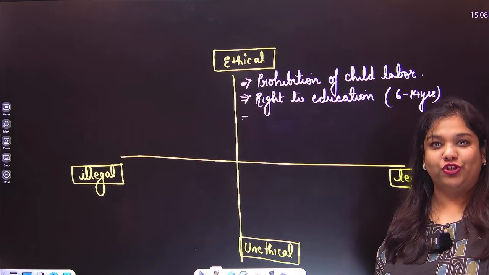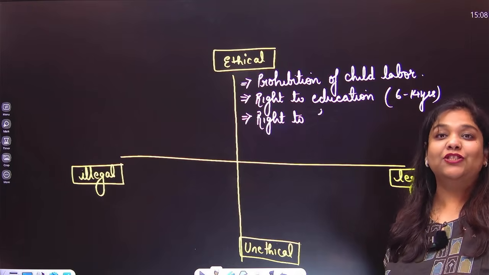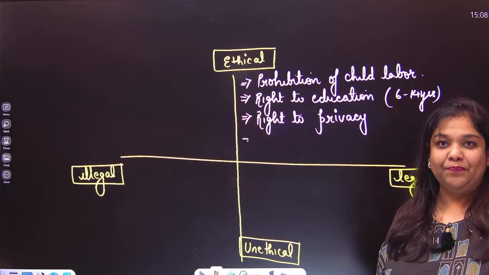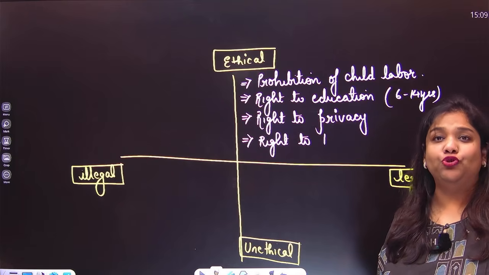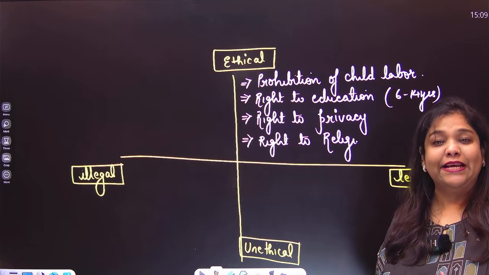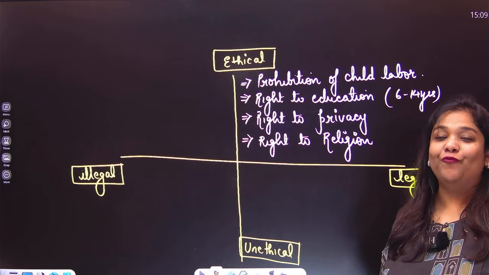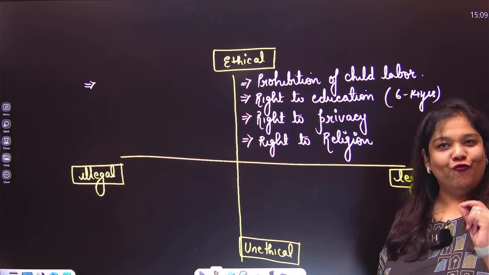Similarly, right to education. It is absolutely ethical to provide education to the kids, and there exists the Right to Education Act as well. The same holds true for right to privacy. So basically, right to privacy, right to education, or let us say right to religion. These are not only legal, they are also ethical in our context. So I hope the first quadrant, the examples of something which is ethical and legal, is clear for everyone out there.